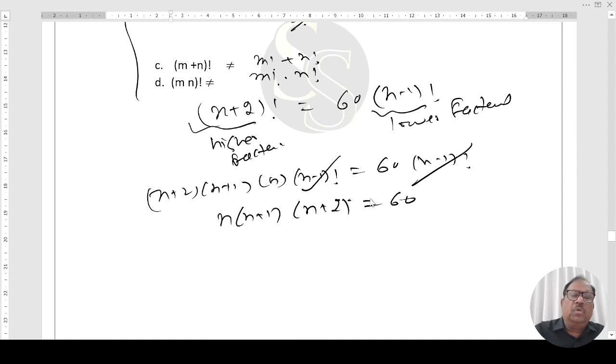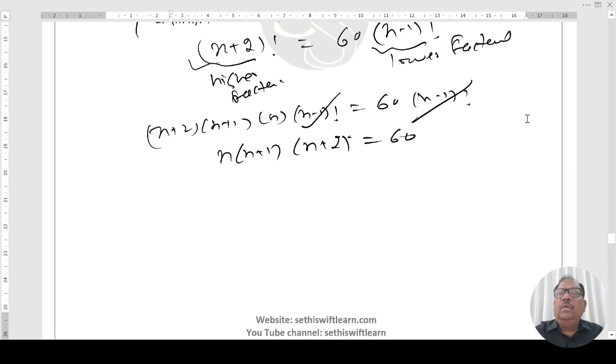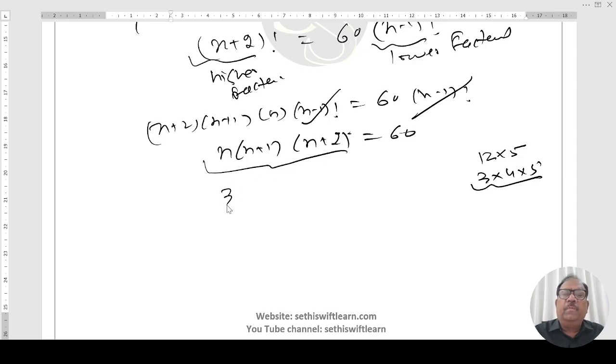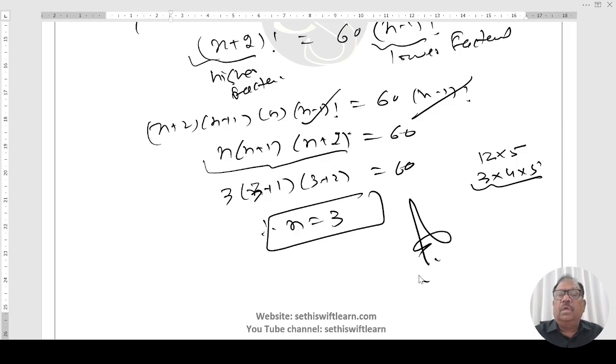There are two methods. Solve the equation, or by common sense. What will be the prime factors of 60? 12 into 5, 3 into 4 into 5. These are the factors, right? 3 into 4 into 5. These are the three consecutive numbers. This is also consecutive numbers. 3 plus 1, 3 plus 2 equal to 60. Therefore, n equal to 3 is the answer.